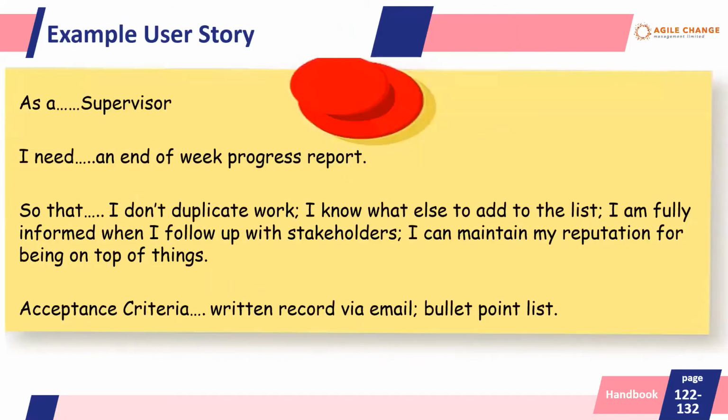So if I'm the supervisor of somebody perhaps who works part-time, maybe finishes towards the end of the week when others are still working, the supervisor says, well, I need an end-of-week progress report from that resource. Why? What's the benefit? Well, making sure that the supervisor doesn't duplicate their work when they're not at work, that the supervisor knows what else to add to the list, so what's actually happened so far, what's going to happen next week, and that the supervisor is fully informed when they follow up with the stakeholders, so that they're maintaining their reputation for being in control of things and being up to date with information.